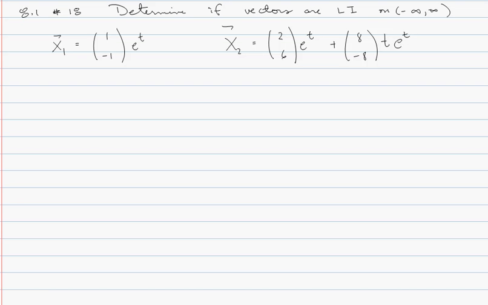This is number 18 in section 8.1. And here we want to determine whether these vectors are linearly independent. We have two vectors, and so we're going to create a Wronskian where each vector is a column of it. First, I'm going to go ahead and write this x2.